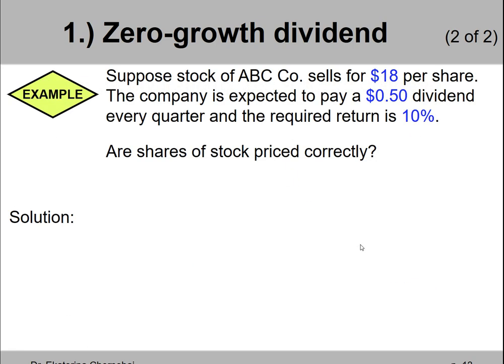Okay, let's do this example. Let's say stock of ABC company sells for $18 per share. This company is expected to pay a 50-cent dividend every quarter, and the required return is 10%. Are shares of stock priced correctly? To answer this question, let's calculate how much these shares should cost. What would be the correct pricing for these shares?